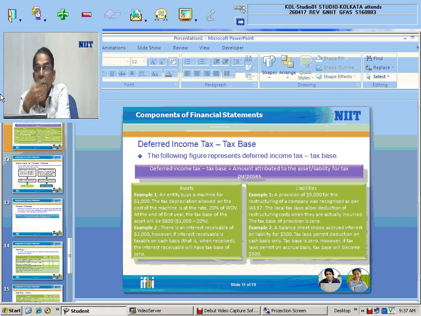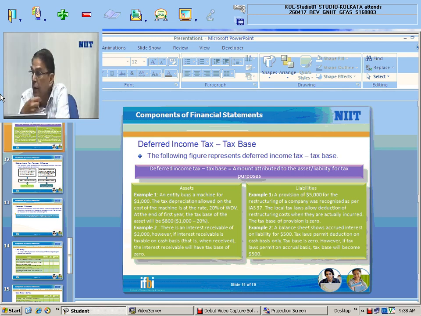Let's start with asset items and then liability items. An entity buys a machine for 1,000. The tax depreciation allowed on the cost of the machine is at the rate of 20% of WDV. The tax law allows depreciation on the cost of the machine at the rate of 20% of WDV. So at the end of the first year, the tax base of the asset will be 800, that is 1000 minus 20% of 1000. That will be the tax base.